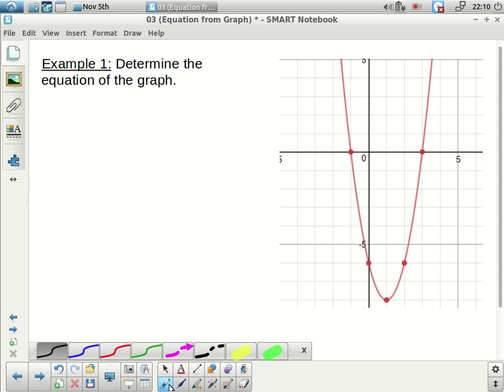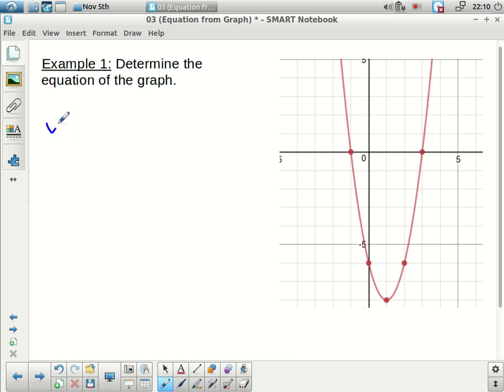For vertex form, the key thing we need to know is what's the vertex. So we'll start with that. And what's the step pattern? Our vertex is located here. That's 1 over, and there's 5, so 6, 7, 8, that's 8 down. So the coordinates of the vertex are 1 and negative 8.